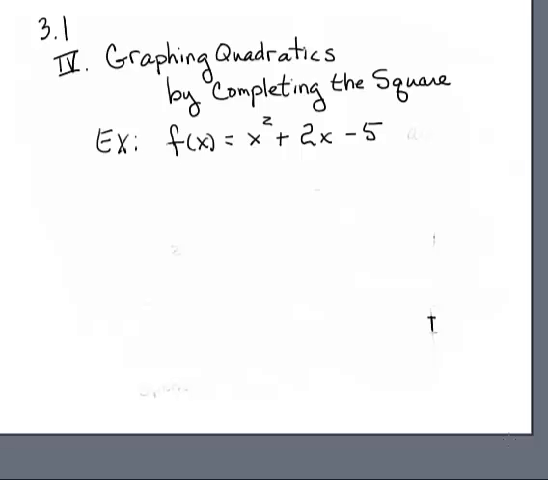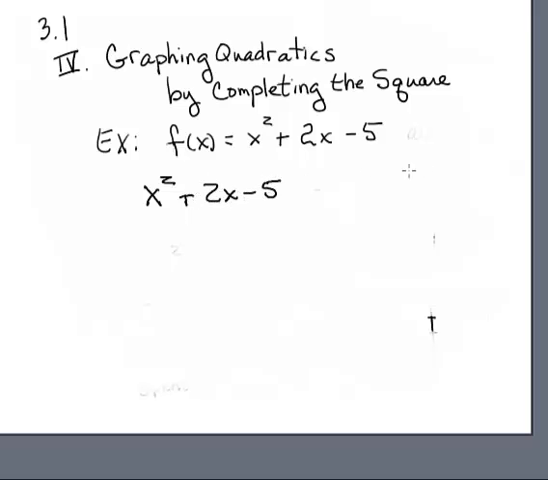This is section 3.1, part 4. We're going to be graphing quadratics again, but this time just by completing the square. What we're going to do is take this function here, and that's what we had last time, but we're going to rewrite it so that we get some more information from it than just by leaving it in this form. So let's take the expression x squared plus 2x minus 5.